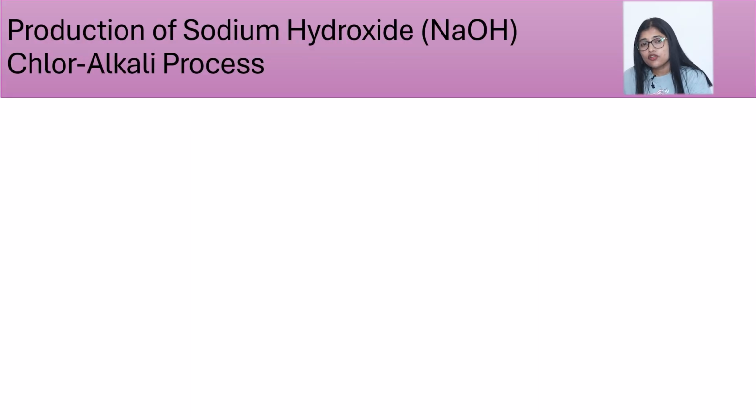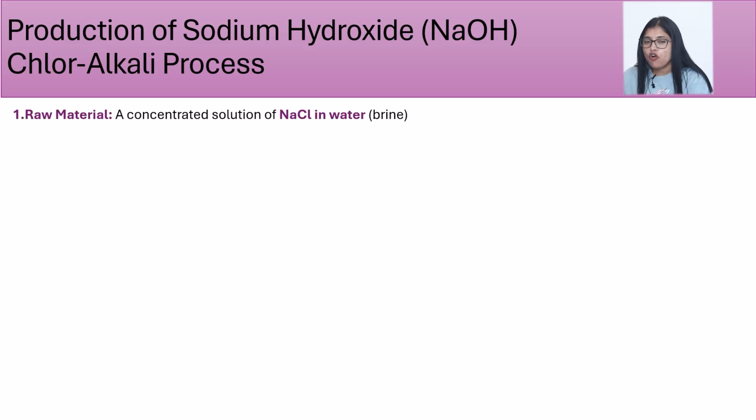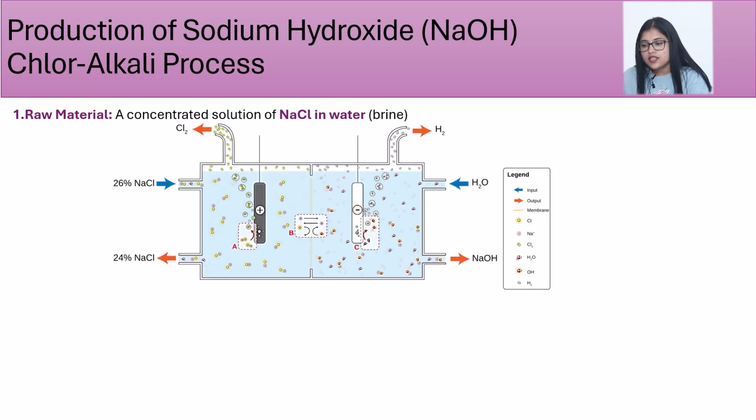Let's look at the production of sodium hydroxide by using common salt. This process is called the chloralkali process. It starts with a concentrated solution of NaCl in water, which is called brine. So in this process, an electrolysis setup is used.